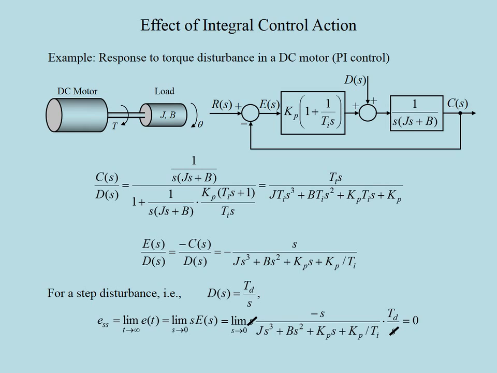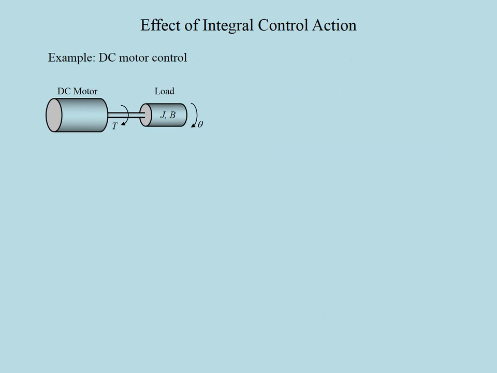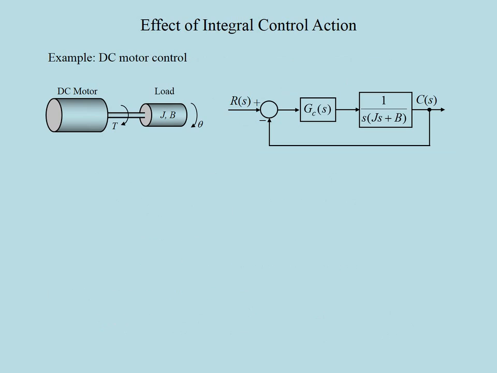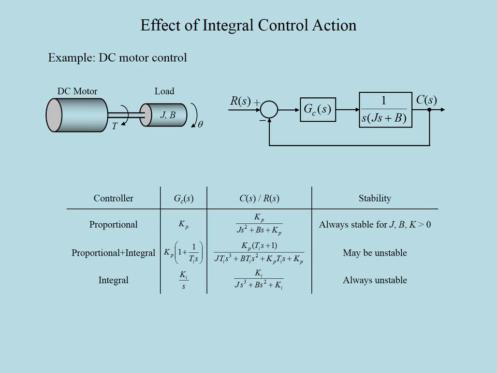Therefore, complex conjugate poles may be introduced to the closed-loop dynamics, and oscillations may be caused at the output. We can even question the stability of the system. Therefore, let us now compare proportional and integral controllers from this point of view. In this table, we have a comparison of 3 cases where the controller is a proportional controller, proportional plus integral controller, or only integral controller.